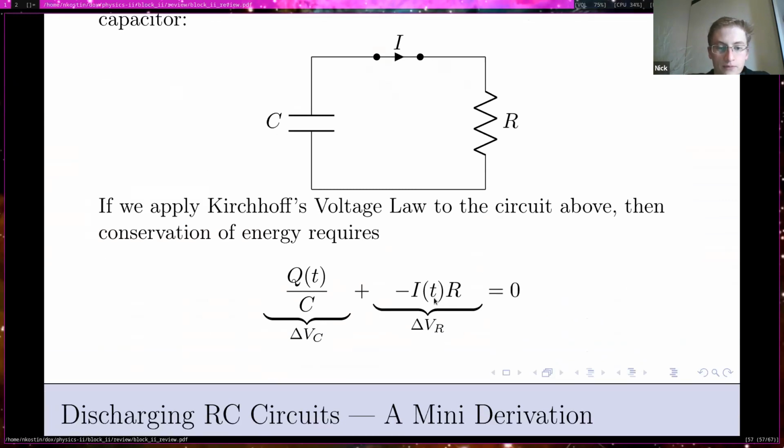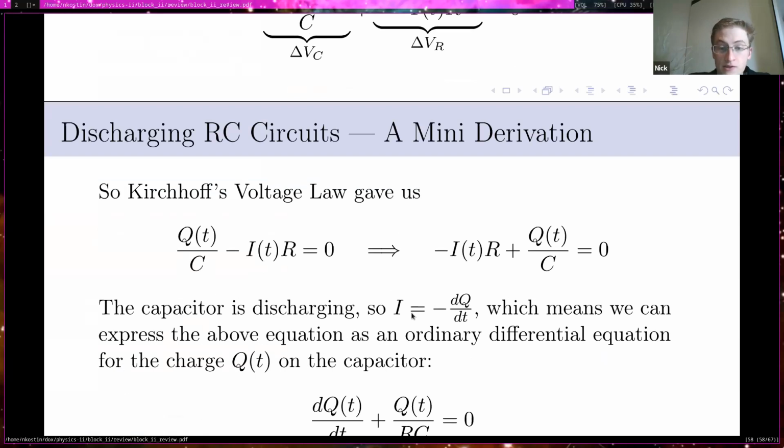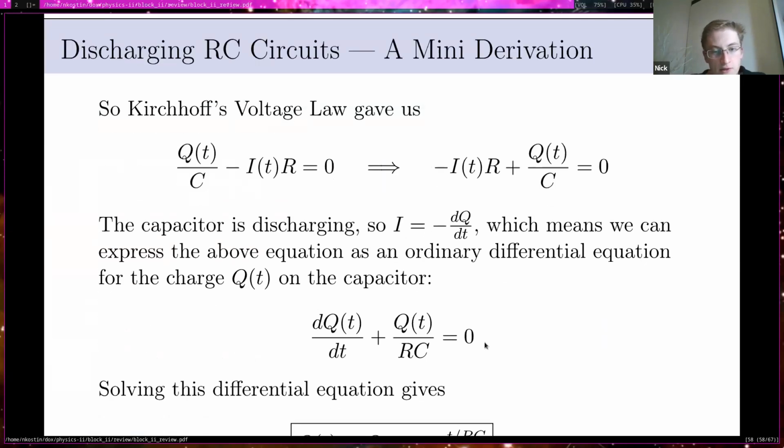And again, actually a little bit different for this one, the capacitor is discharging. So the current in the capacitor is going to be negative dq dt. If I substitute wherever I see I in this equation, if I put in negative dq dt, I'm going to get this differential equation this time.